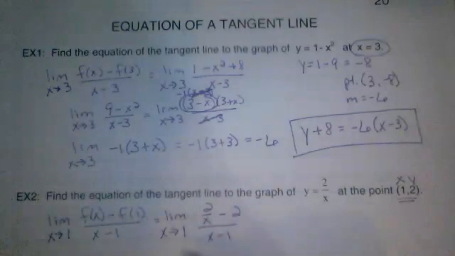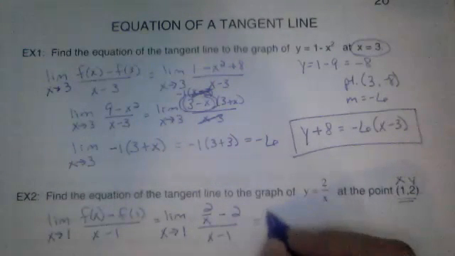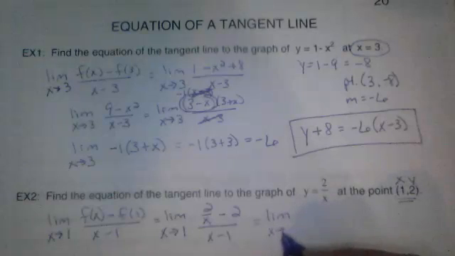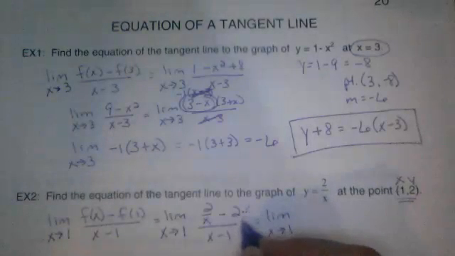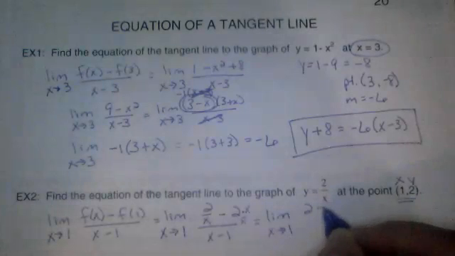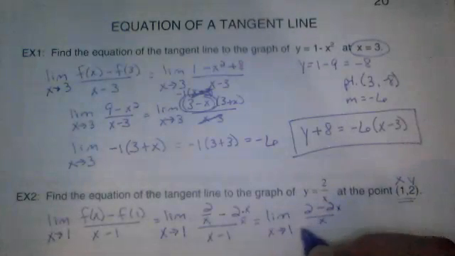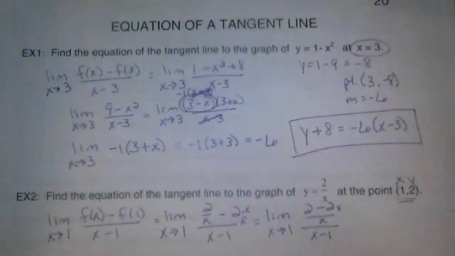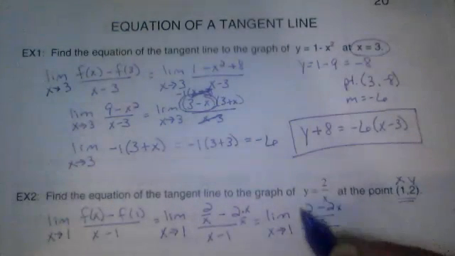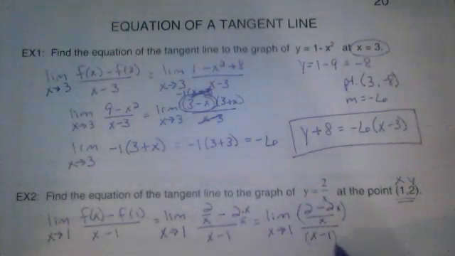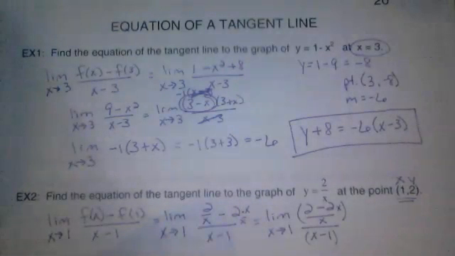All right, so we need to do a little bit of algebra work here because I can't directly sub in the 1. So I'm going to go ahead and combine the numerator here. So I'm going to multiply this by x over x. So I would have 2 minus 2x over x minus 1. And then I'm going to keep the numerator and flip the denominator, keep, change, flip. So limit as x approaches 1 of 2 minus 2x over x times 1 over x minus 1.